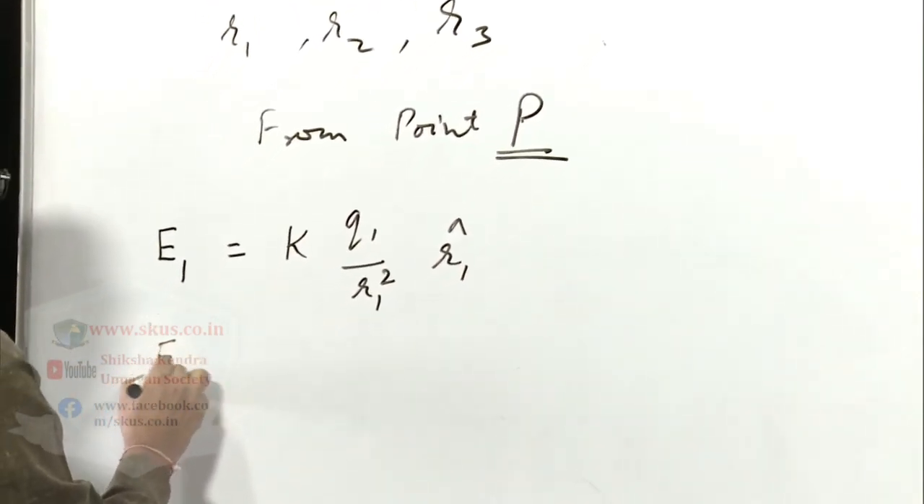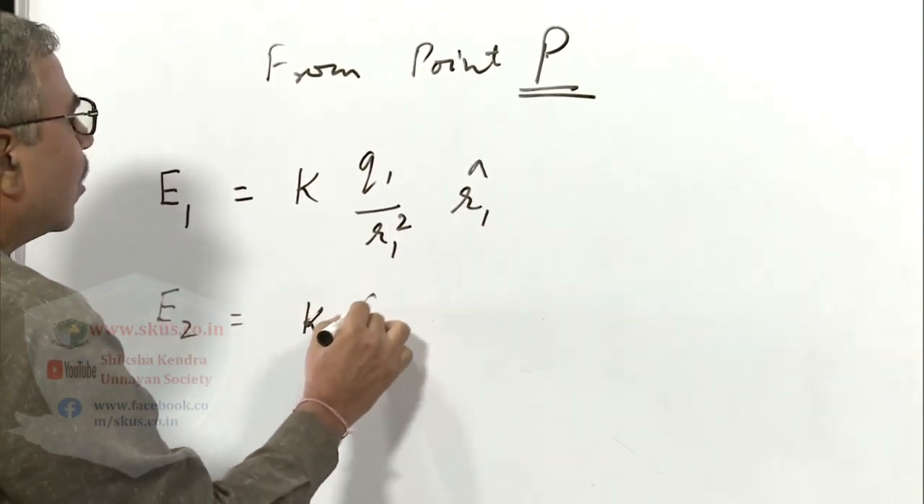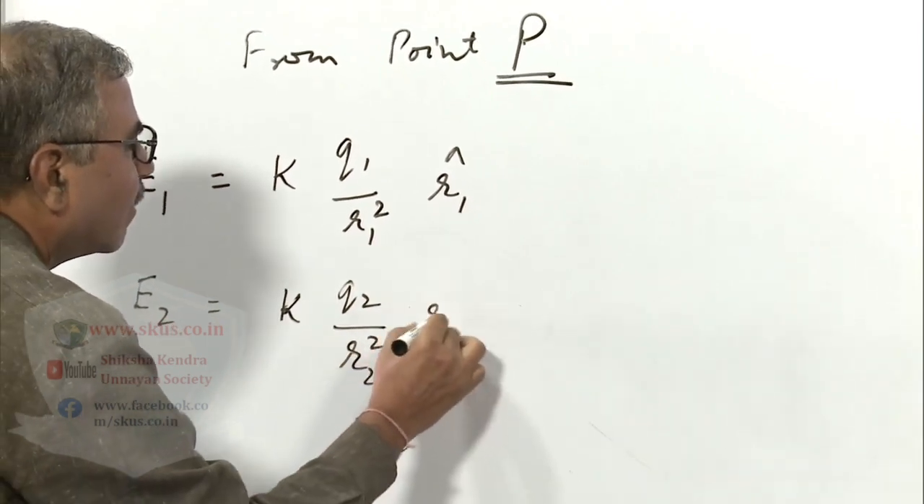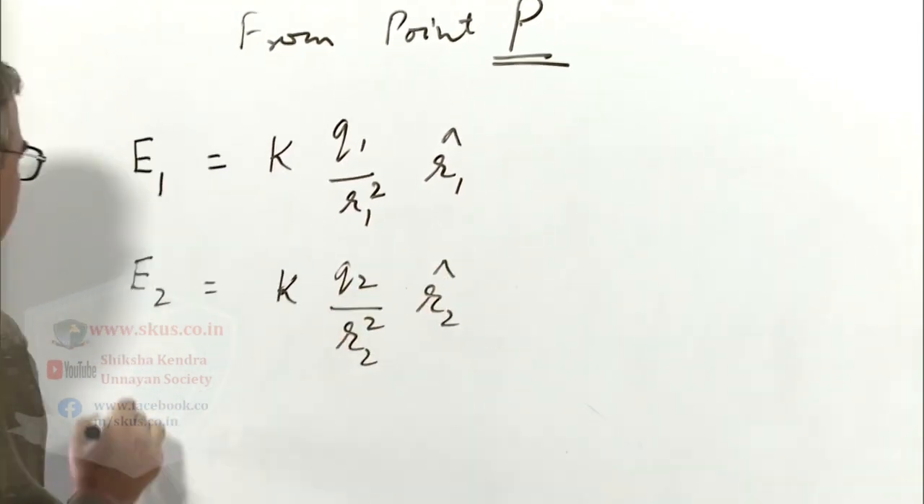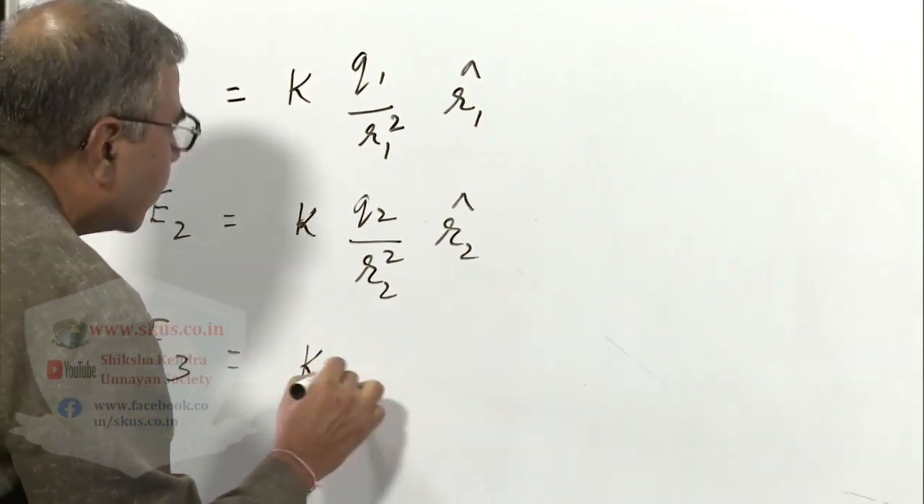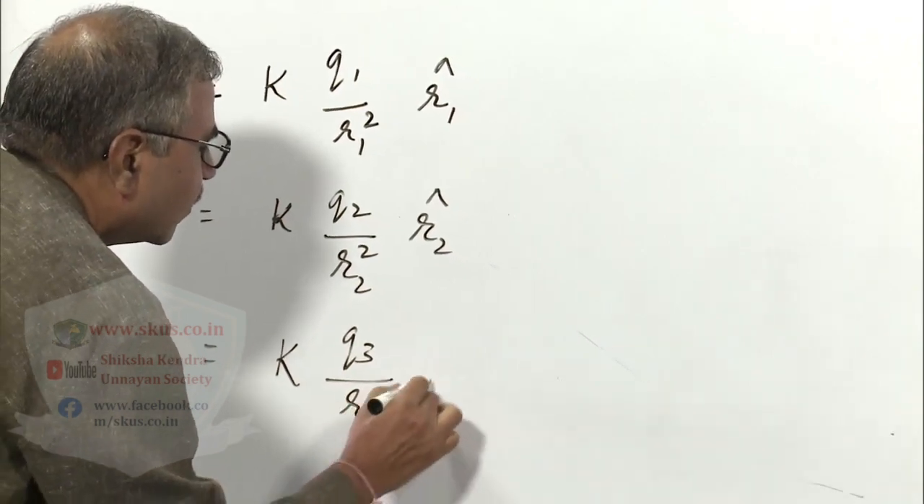E2 will be equal to K Q2 upon R2 square R2 cap. E3 will be equal to K Q3 upon R3 square R3 cap.